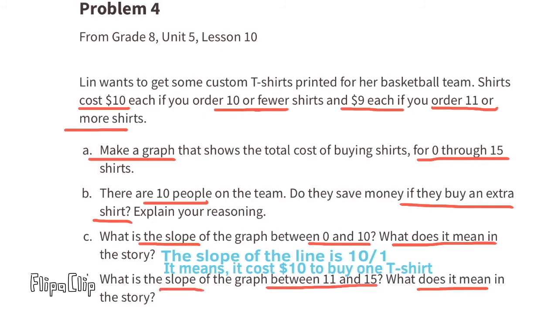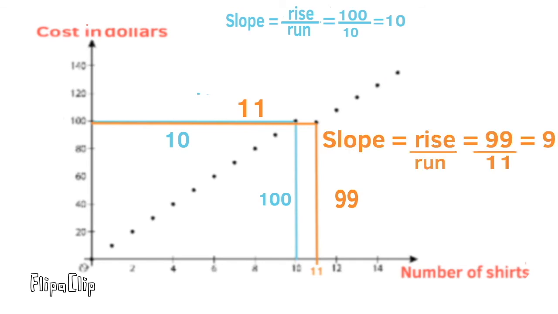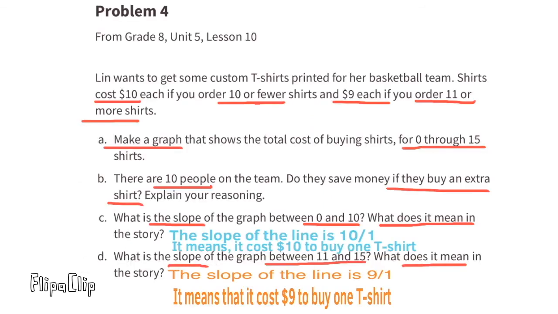D. What is the slope of the graph between 11 and 15? What does it mean in the story? The rise is 99 and the run is 11. That's 99 divided by 11, or 9. The slope in this section of the graph is 9. That means that it costs $9 to buy one t-shirt.